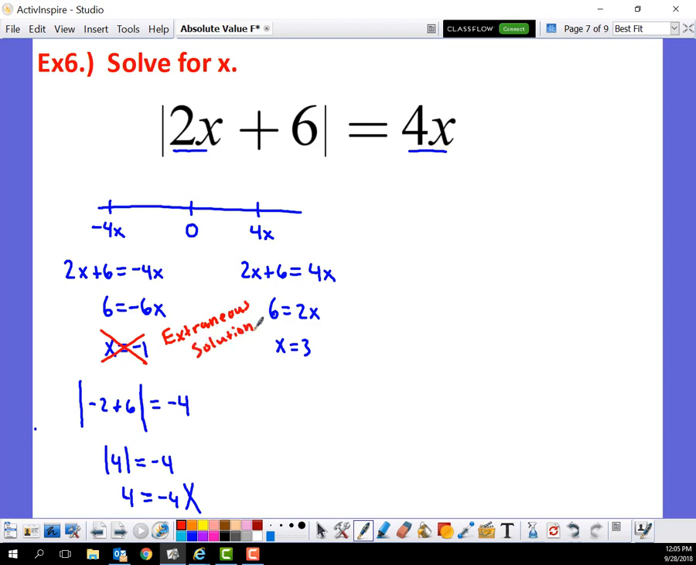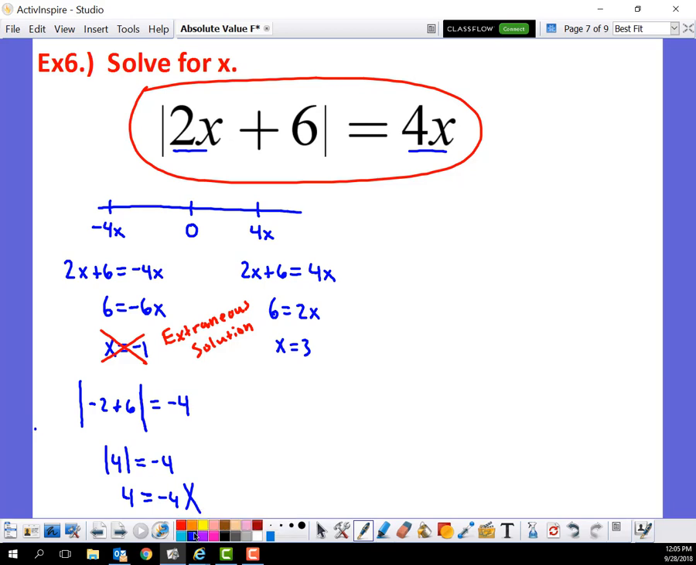Again, the reason it's extraneous is not because the x value that we solved for is negative. The problem is when I plug that negative x value back into the original equation, this one up here, we had some problems. We had 4 equals negative 4, and that is not a true statement. So let's make sure we check the other x value as well.